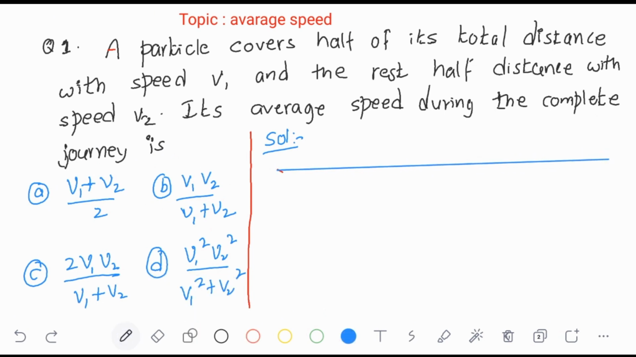Okay, let's assume the total distance by the particle is s, and half is s by 2, and the second half is the remaining half, s divided by 2. Now the speed for the first half I am taking as v1, the speed for the second half I am taking as v2, and the time taken for the first half is t1 and the time taken for the second half is t2.